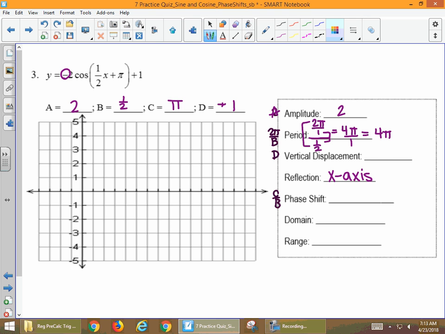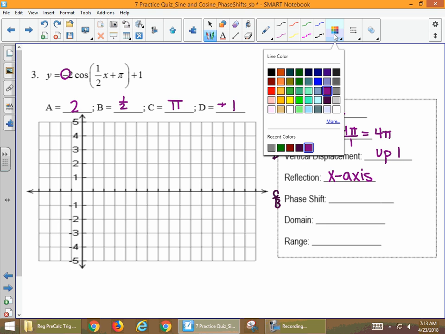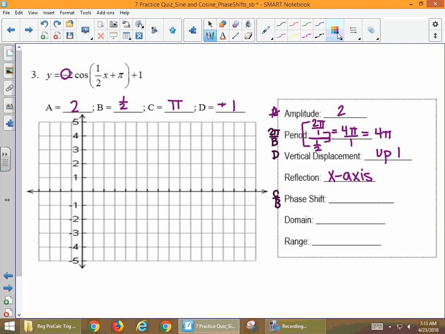Vertical displacement is up 1, or positive 1. I'm going to go ahead and dot that in right now before I forget, because that is the thing that I tend to forget the most, and it's the easiest transformation. So I definitely don't want to lose points on that. Okay, so that light pink dotted line that I have there, that's going to be my new x-axis.